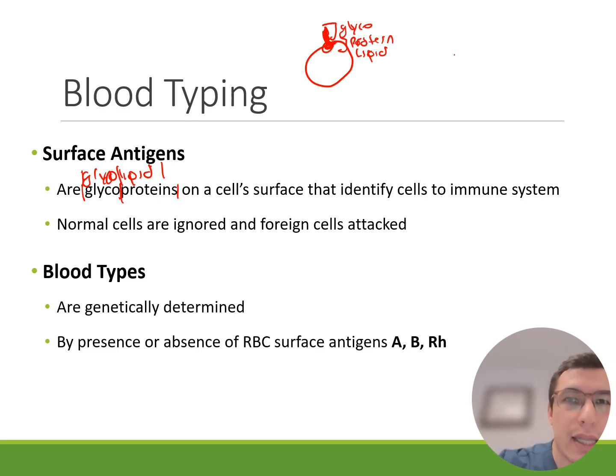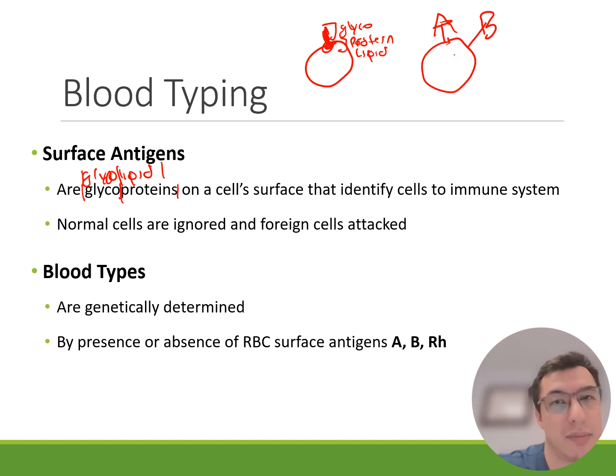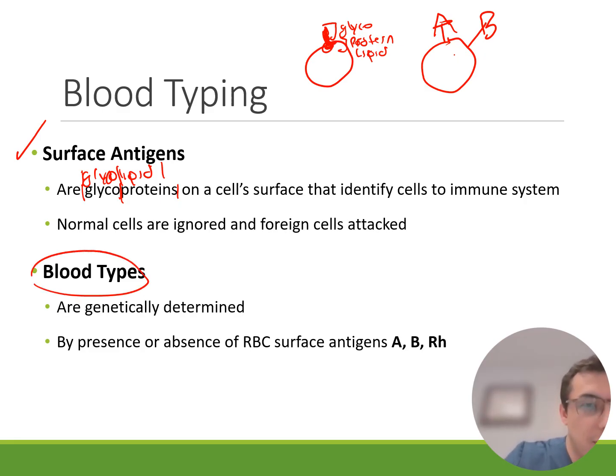Now, specifically for blood typing, these antigens could either be A or B. The presence or absence of this antigen will determine what type of blood type you have. The presence of this antigen is hereditary. It will be predisposed by your genetic makeup. Let's go ahead and put a check here. Remember the blood types: there is A, B, and RH. We're just going to dive very quickly into the different types of blood types.